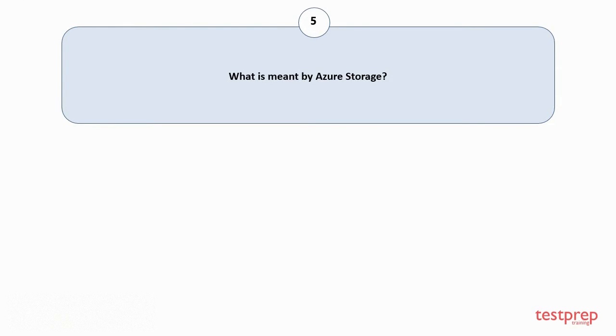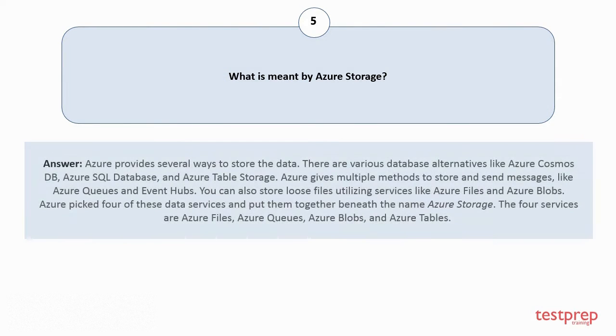Question number 5, what is meant by Azure storage? Your answer is: Azure provides several ways to store the data. There are various database alternatives like Azure Cosmos DB, Azure SQL Database, and Azure Table Storage. Azure gives multiple methods to store and send messages, like Azure Queues and Event Hubs. You can also store loose files utilizing services like Azure Files and Azure Blobs. Azure picked 4 of these data services and put them together beneath the name Azure Storage. The 4 services are Azure Files, Azure Queues, Azure Blobs, and Azure Tables.